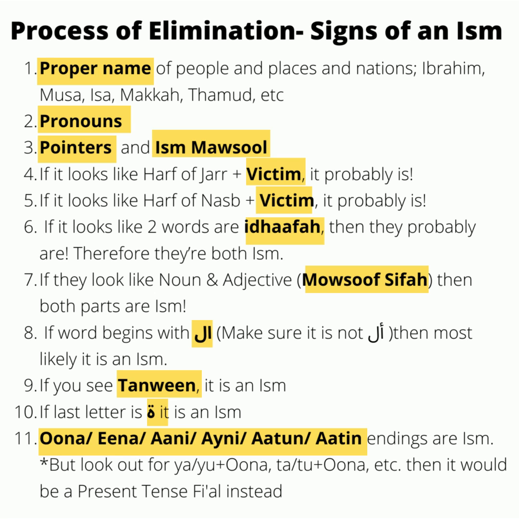If two words look like an idafa, then they probably are. In that case, they are mudaf, mudaf ilayh, and both of them are isms. If two words look like noun and adjective, a mawsuf sifa, then they probably are, and then both parts are ism. If a word begins with al, that is alif lam, then most likely it is an ism.